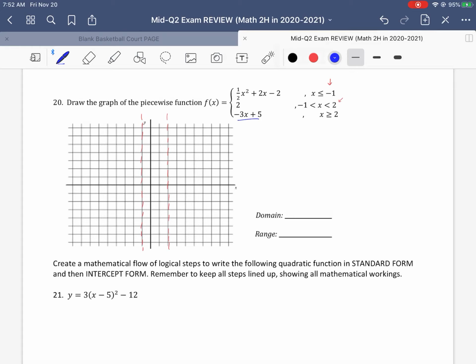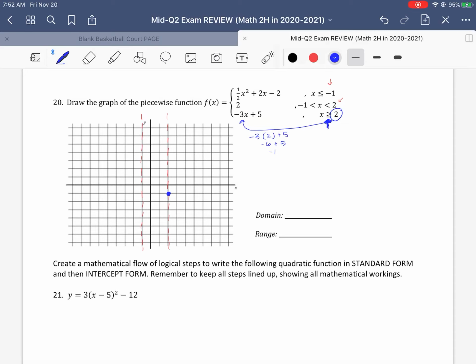So we've got a linear function here. Again, if we want to know where it starts on the barrier, we just plug in the domain value. So if we get -3 times 2 plus 5, that gives us -6 plus 5. So we know that when x is 2, the output is -1. So we go over to 2, we go down to -1. It's right there on that barrier, and it's a closed circle because that includes the value of 2.